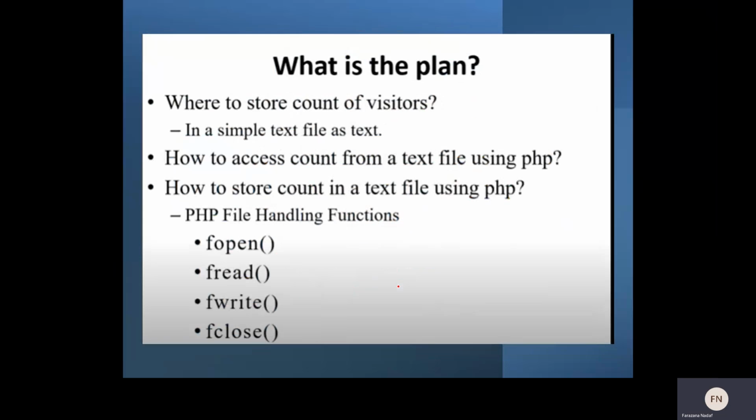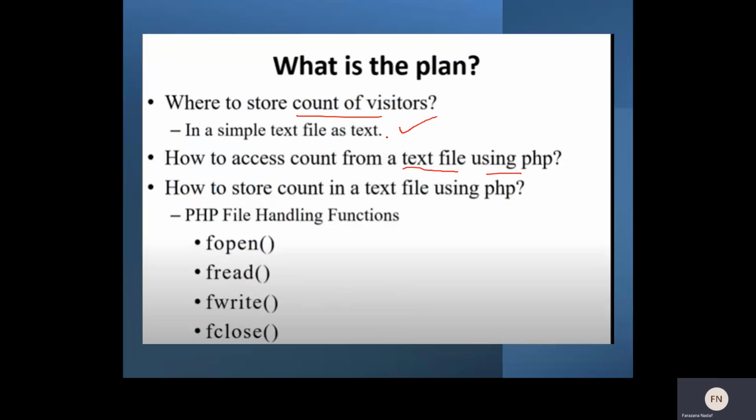So let us start with how this counter value has to be initialized with 0 and where. To keep a counter value and check the number of visitors who visited the web page, we need a text file. So this has to be done with a text file, right? Here, where do we store the count of visitors? We need to create a sample text file where you can store the number of visitors who visited the web page, right? So how do we access the count from a text file using PHP code?